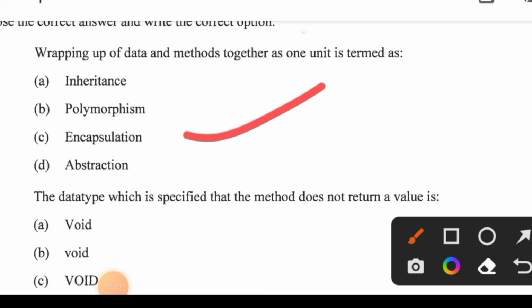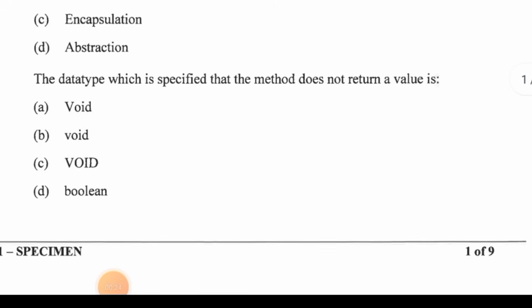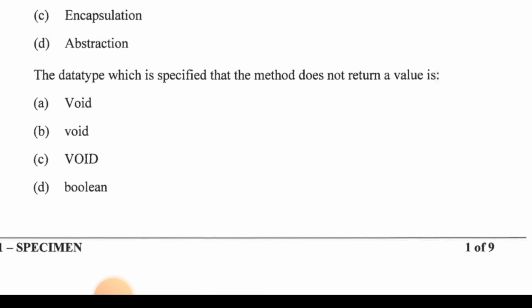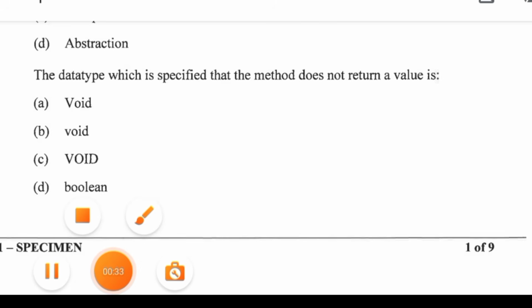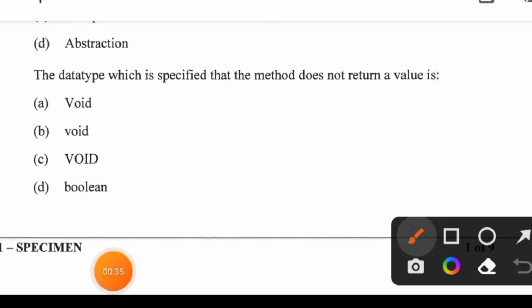Now we'll go to the second question. There we have the data type which specifies that the method doesn't return a value. So when a method does not return a value, what is it known as? It is known as void. The options are very confusing. Somewhere it is written capital V, somewhere small v. Option C is all in capital letters. So the correct answer is option B, that is void in small letters.